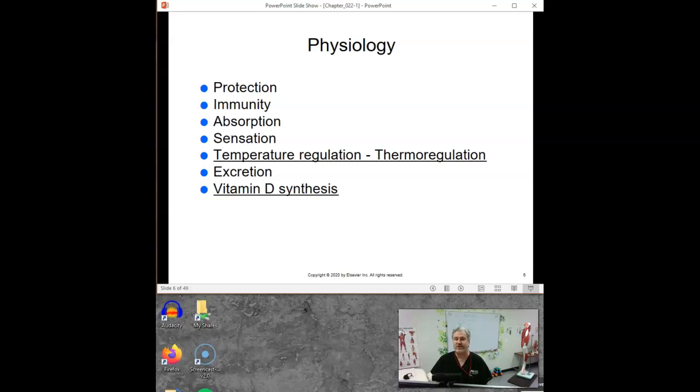Absolute and general contraindications mean don't do the massage. Local means avoid that area. So sunburns tend to fall in the category, in general, of local contraindications. Don't rub that area if it's really sunburned, just because you'll irritate it. Does that make sense?